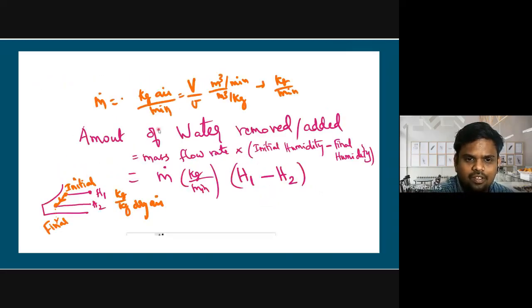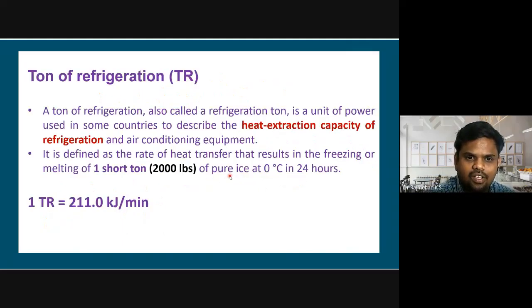Okay, and the amount of water vapor added or removed can be calculated from the mass flow rate into the absolute humidity at condition 1 and condition 2, that is initial and final, which can be used to determine the amount of water added or removed. Okay, and I told you how to convert the heat added or removed. Heat capacity can be converted to tons of refrigeration using the conversion factor: 1 ton of refrigeration is equal to 211 kilojoules per minute.